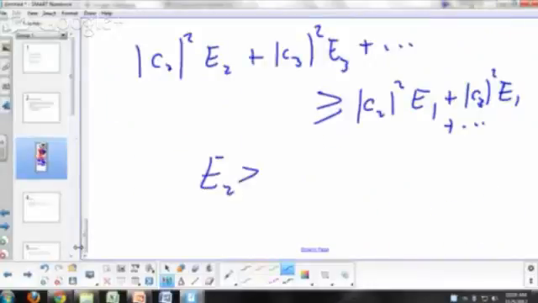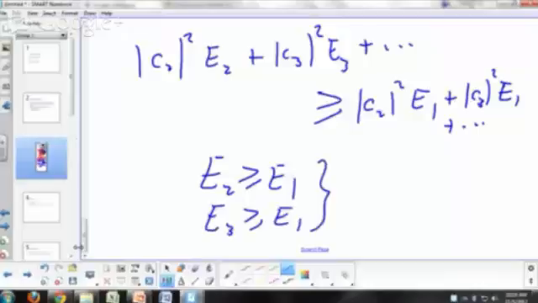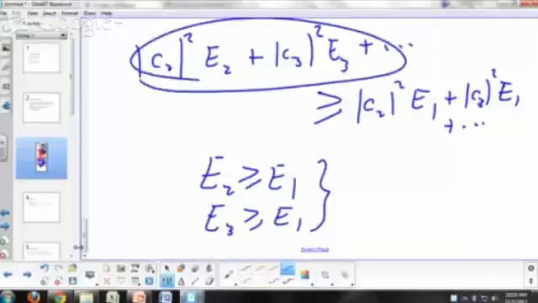Then E2 must be greater than or equal to E1, and E3 must be greater than or equal to E1. But that's what we're saying to begin with, right? E1 is the lowest possible energy. So this left-hand side must be greater than the right-hand side. So that's the proof for the variation theorem. So you can take advantage of that to get an approximation for your lowest possible energy.